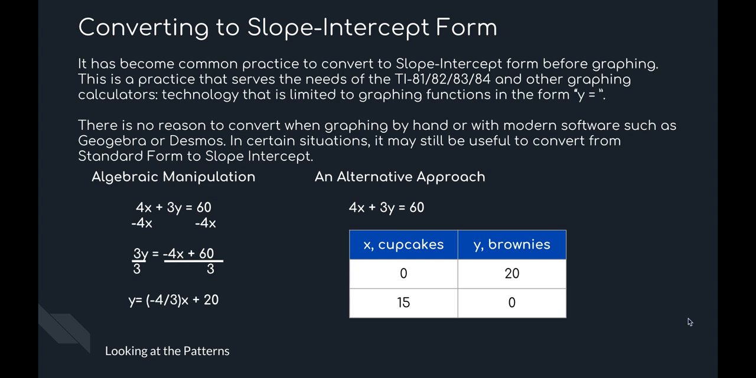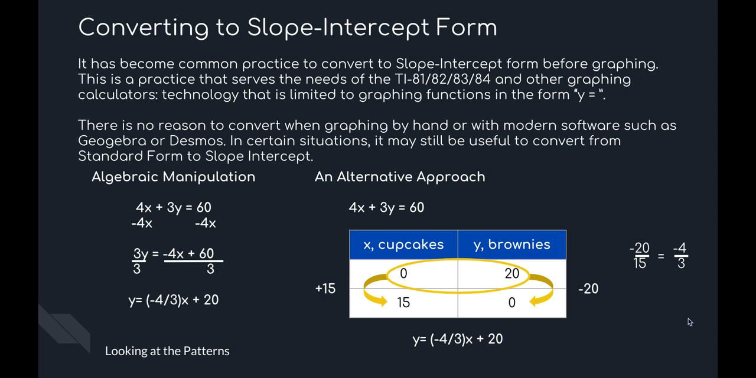At this point, because I have a table with two values, I can actually determine the slope. I'll look at my rate of change for x and my rate of change for y. As my cupcakes increase by 15, the number of brownies that I can make decreases by 20. So as a fraction, negative 20 over 15 simplifies to negative 4 over 3. I now have my slope, and I have my y-intercept since I calculated it on the table. Negative 4/3 x plus 20.